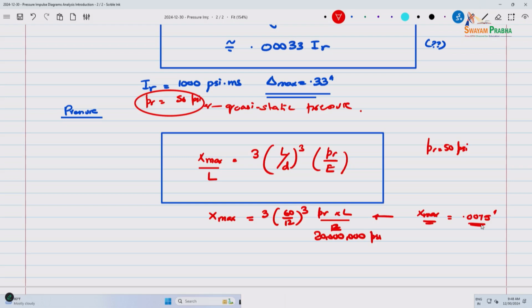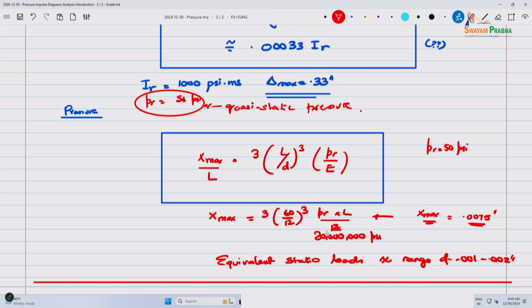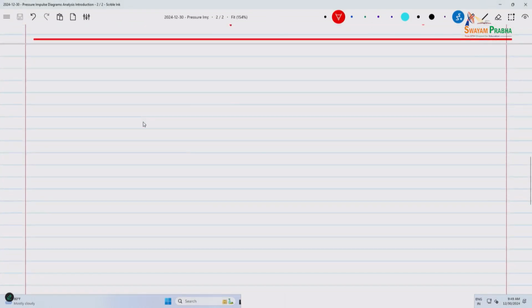And an equivalent static load you can calculate. I haven't presented the whole problem as to how the loads are applied, but if you take an equivalent static load, those ranges depending on how the load is applied are in the range of 0.0012. So you can get some nice ideas about what these are with the expressions presented in the energy methods.